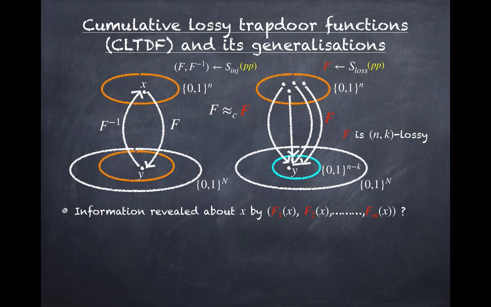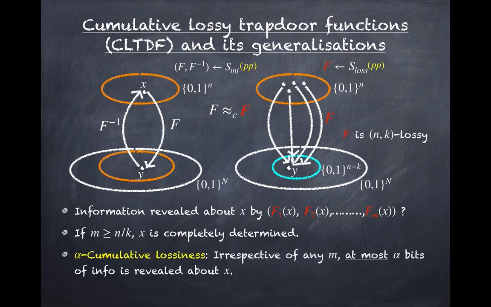Now we ask the following question. If we evaluate different lossy functions on the same input x, what can we tell about the information that is revealed about x by this joint evaluation? In particular, it's easy to see that if the number of evaluations is greater than n over k, then x is completely determined. So this says that if you evaluate different lossy functions on the same input, you have no guarantee that the input is hidden.